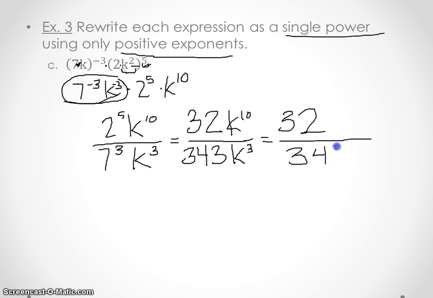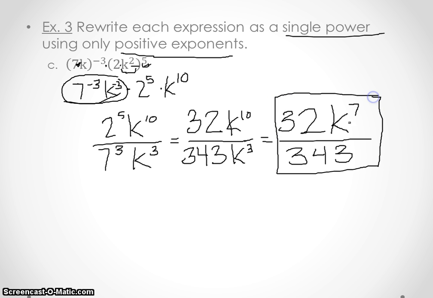And then let's address our k's. So we have k to the 10th over k cubed. So when we're dividing here, we do 10 minus 3, and that's a positive, so that ends up upstairs. So k to the, well, 10 minus 3 is going to give us 7. It's a positive 7, so it ends up upstairs. So 32k to the 7th over 343. I know it doesn't look very simple, but that's as simple as we can get it because we only have 1 k, and we have just a number that doesn't reduce as a fraction here, 32 over 343.